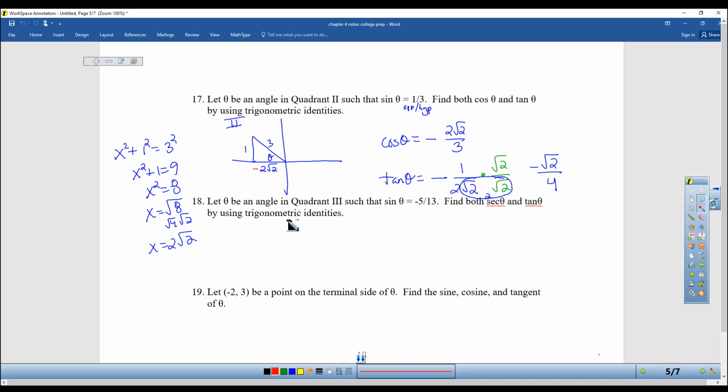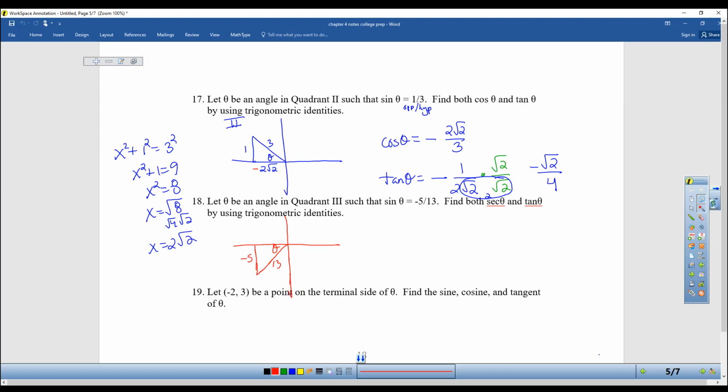Number 18, let theta be an angle in quadrant 3. So I'm going to make my triangle. There's my theta next to the x-axis, such that sine of theta is opposite over hypotenuse. Now, the negative could have gone this way. You don't really know, just because when you have negative 5 over 13, that could be 5 over negative 13. They actually are equivalent. So how did I know where to put the negative? I put the negative with the down one because the hypotenuse is always positive, and because this is going down on the x-axis.